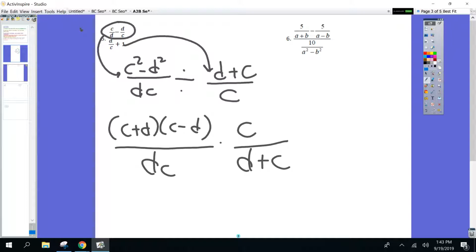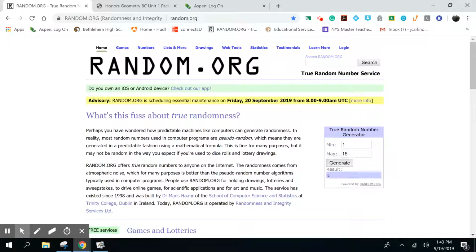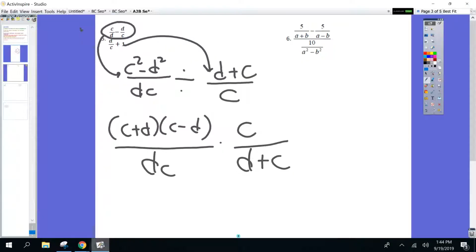Okay, let's finish it up. Go as far as you can think you can go. 14, as far as you can go. I crossed off the C plus D. Okay, all right, let me, because I know some people are thinking something different here, Spencer.